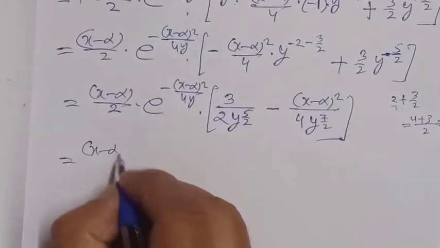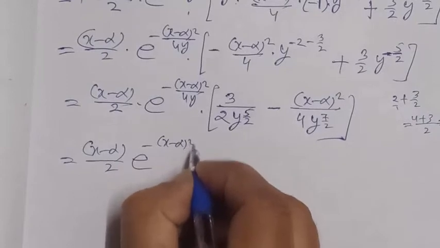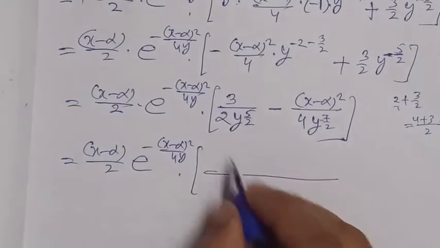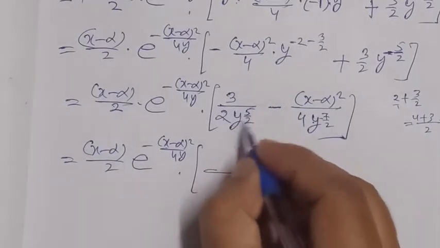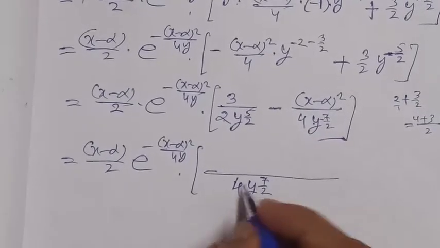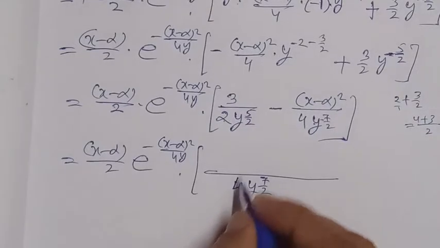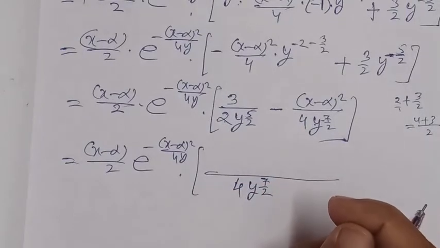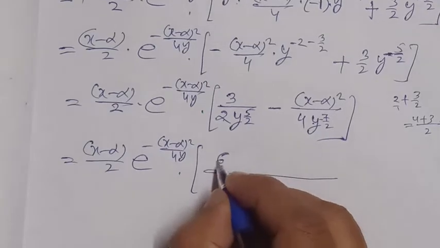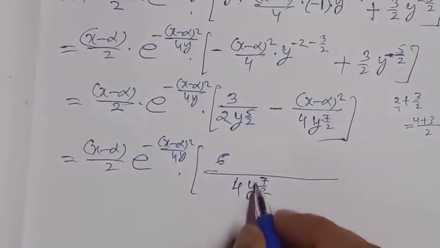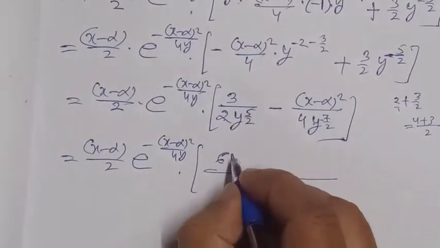Equal to x minus alpha upon 2 e to the power minus x minus alpha whole square upon 4y, and now I take LCM. 2 and 4 LCM is 4, and we should write the greater power in LCM. 7 by 2 is greater than 5 by 2, and dividing this to this we get 4 divided by 2, 2 multiplied to here becomes 6 minus, and the difference in power is 1, so I write here y.